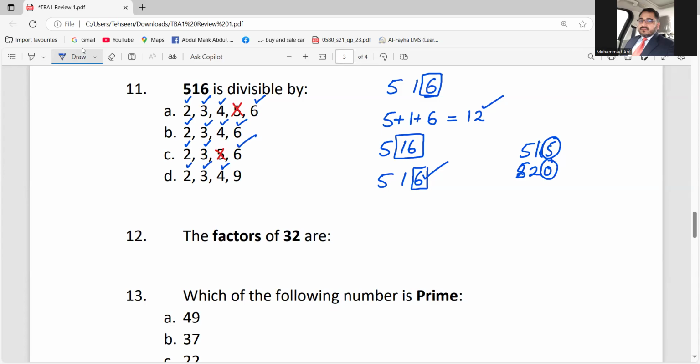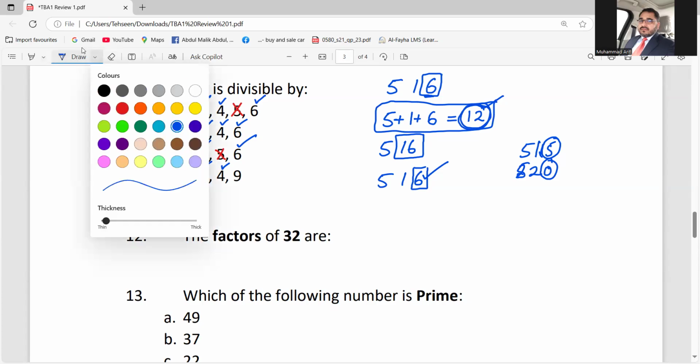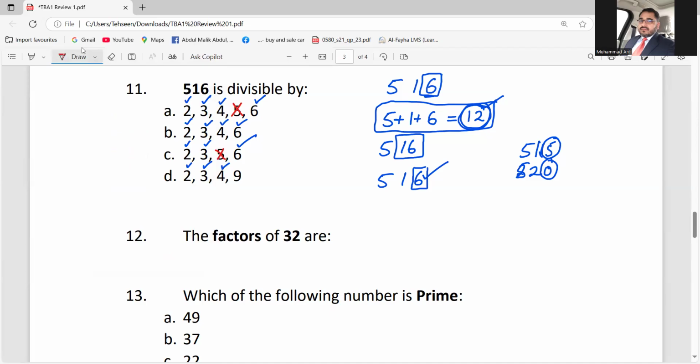Now only 9 is remaining. For 9 and 3, the rule is the same. You need to add the digits. After adding the digits, 5 plus 1 is 6, 6 plus 6, the answer is 12. Now we will check, is 12 divisible by 9? No, 12 is not divisible by 9. It means 516 is also not divisible by 9.